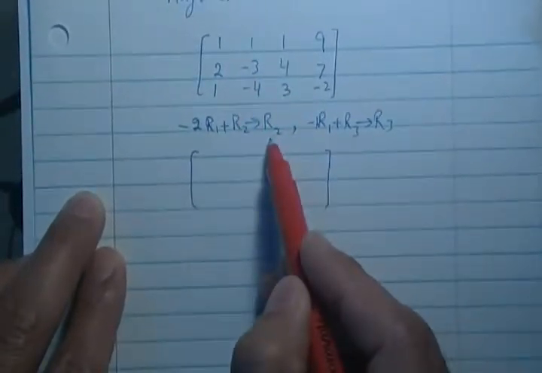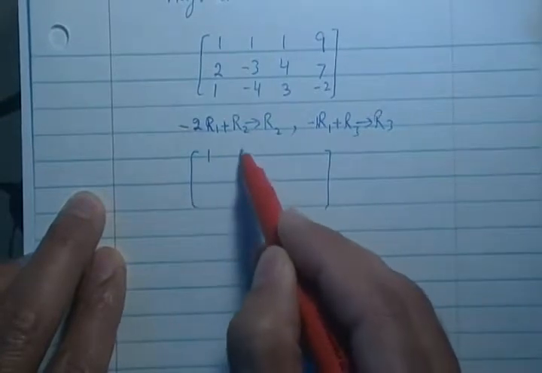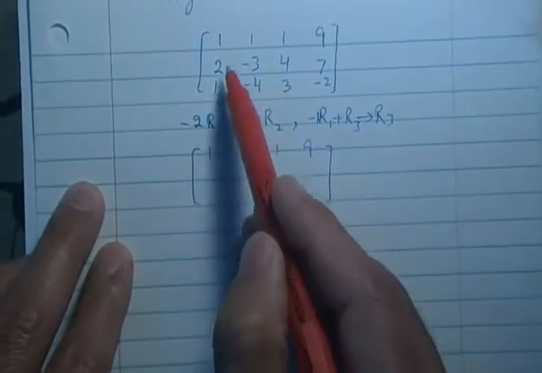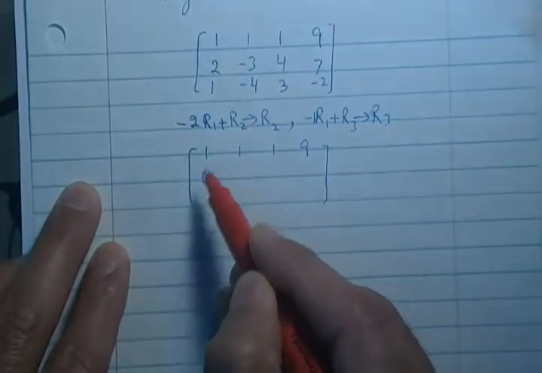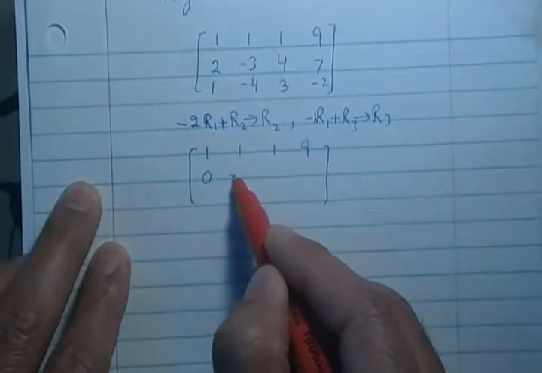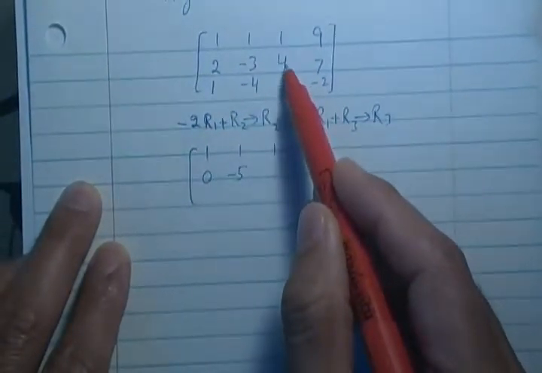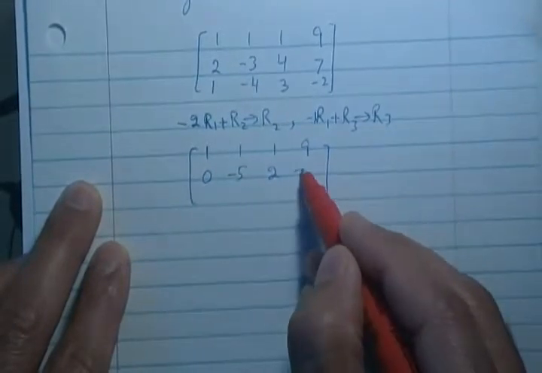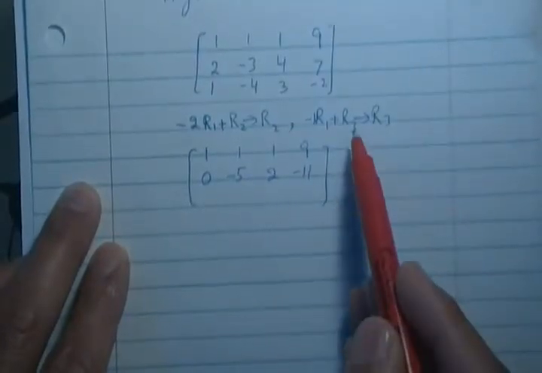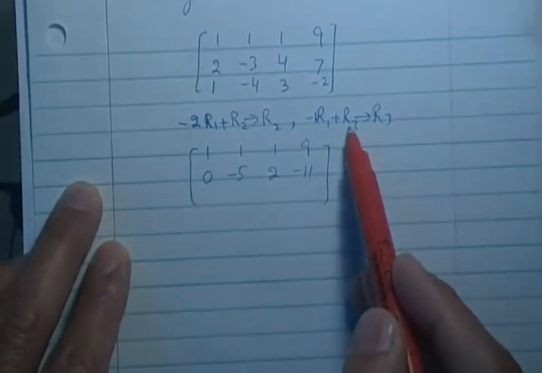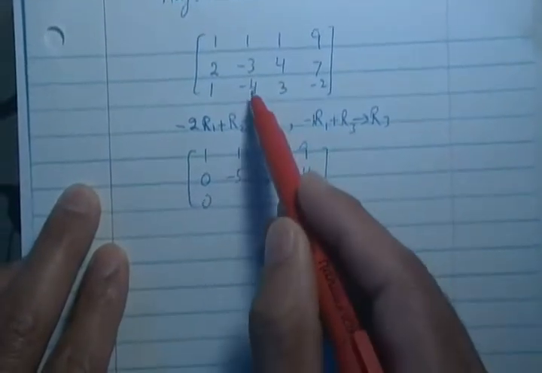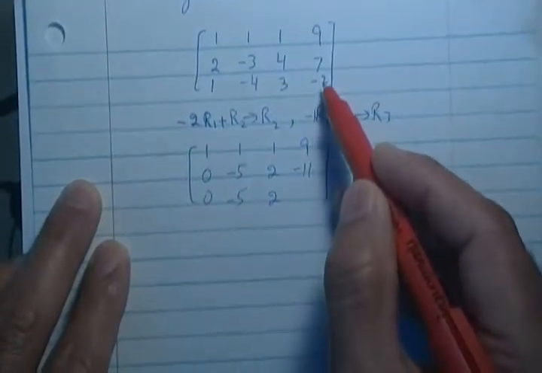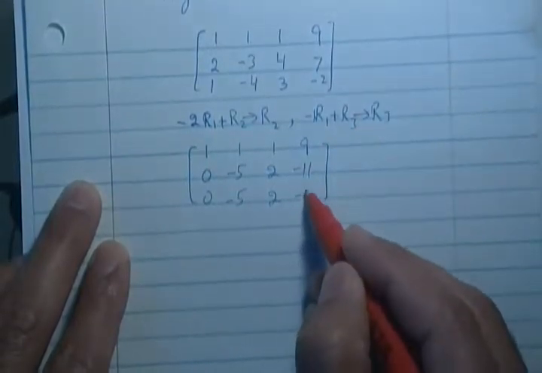So now we are changing row 2 and row 3, so row 1 stays as it is: 1, 1, 1, 9. Now multiply row 1 by negative 2 and add into row 2. Negative 2 plus 2 gives us 0. Negative 2 times 1 is negative 2, plus negative 3 is negative 5. Then negative 2 plus 4 is 2, and negative 2 times 9 is negative 18, plus 7 is negative 11. Now for row 3, subtract row 1 from row 3. So 1 minus 1 is 0. Negative 4 minus 1 is negative 5. 3 minus 1 is 2, and negative 2 minus 9 is negative 11.